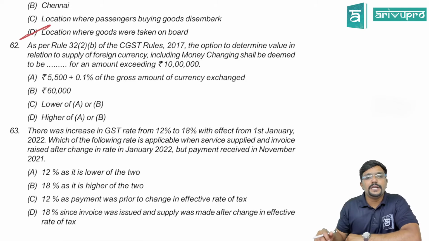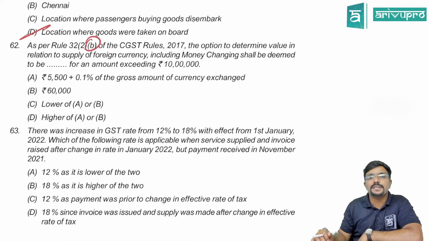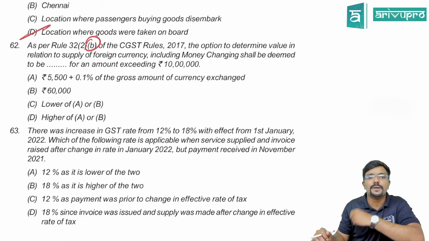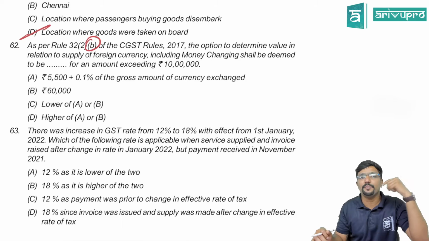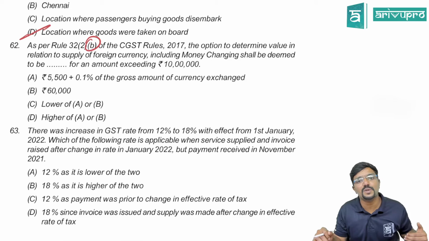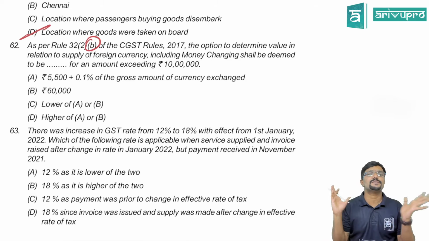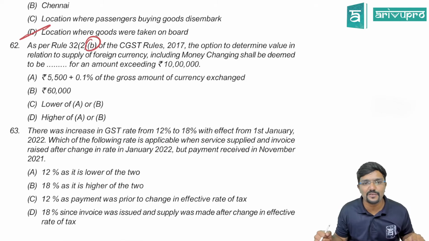As per rule 32 subrule 2 clause B of CGST Rules 2017, please be careful, the option to determine value in relation to supply of foreign currency including money changing shall be deemed to be dash for an amount exceeding 10 lakh. So the gross amount of Indian rupees exchanged is more than 10 lakh. In that case, what will be the value of supply they are asking? This is as per the valuation rules.